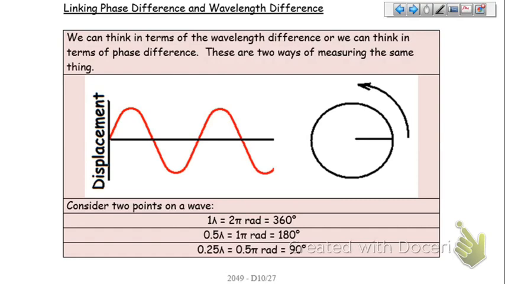Yeah, okay. So next, this is the bit where I'm just telling you, look, we don't have to talk in terms of wavelengths, we can talk in terms of the phase angle. And so one wavelength is 2 pi radians, which by the way is 360 degrees, and half a wavelength is 1 pi radians, which is 180 degrees, and a quarter of a wavelength is half pi radians, which is 90 degrees. And we use both degrees and radians to talk about this. Agreed? Yeah.